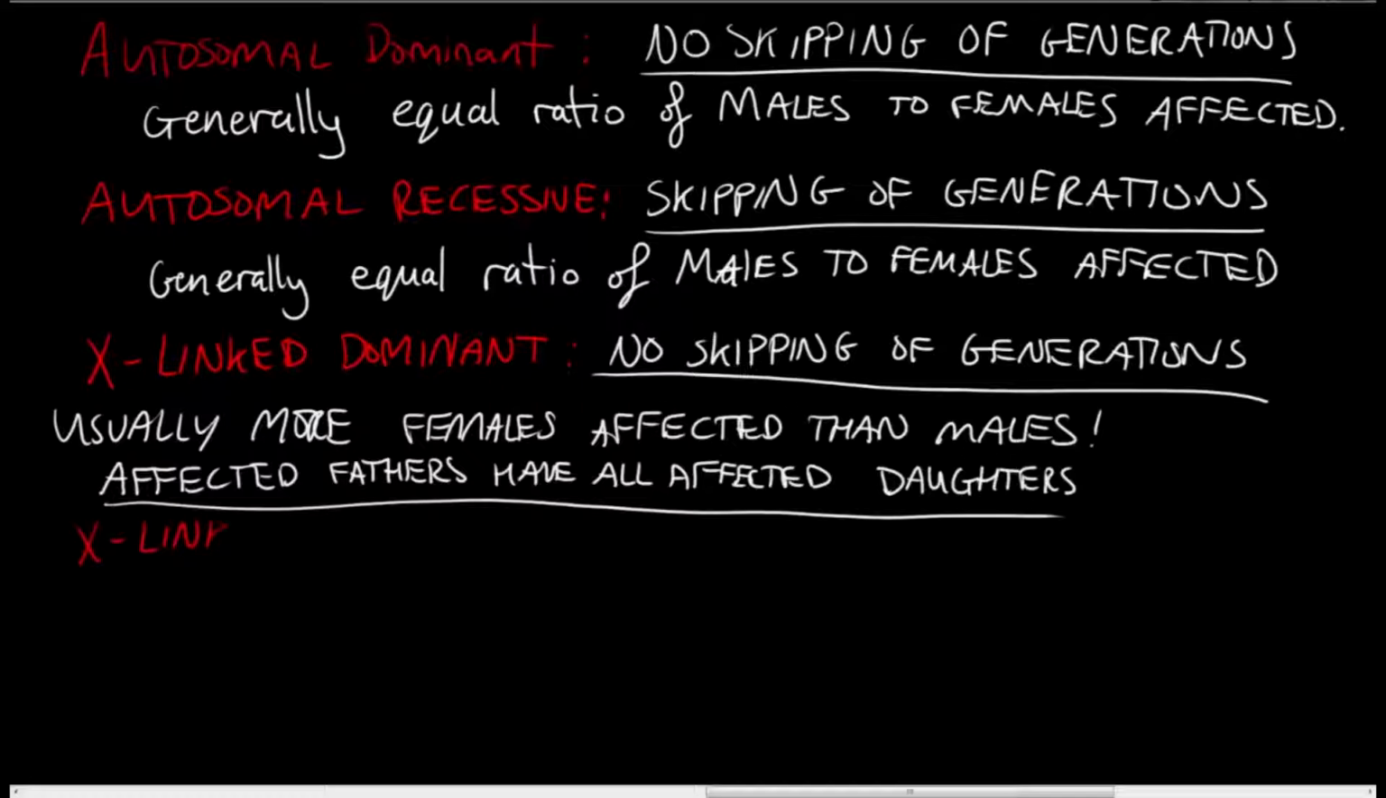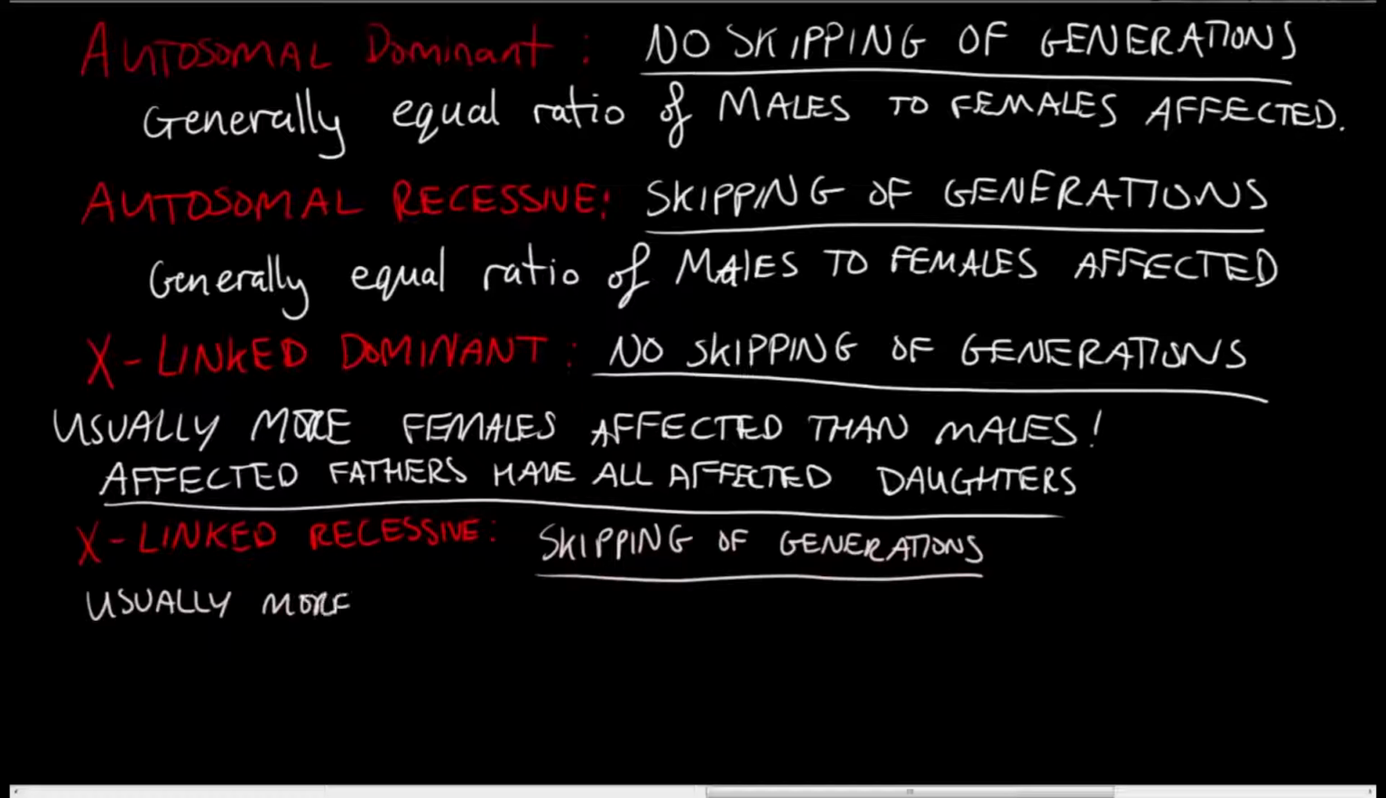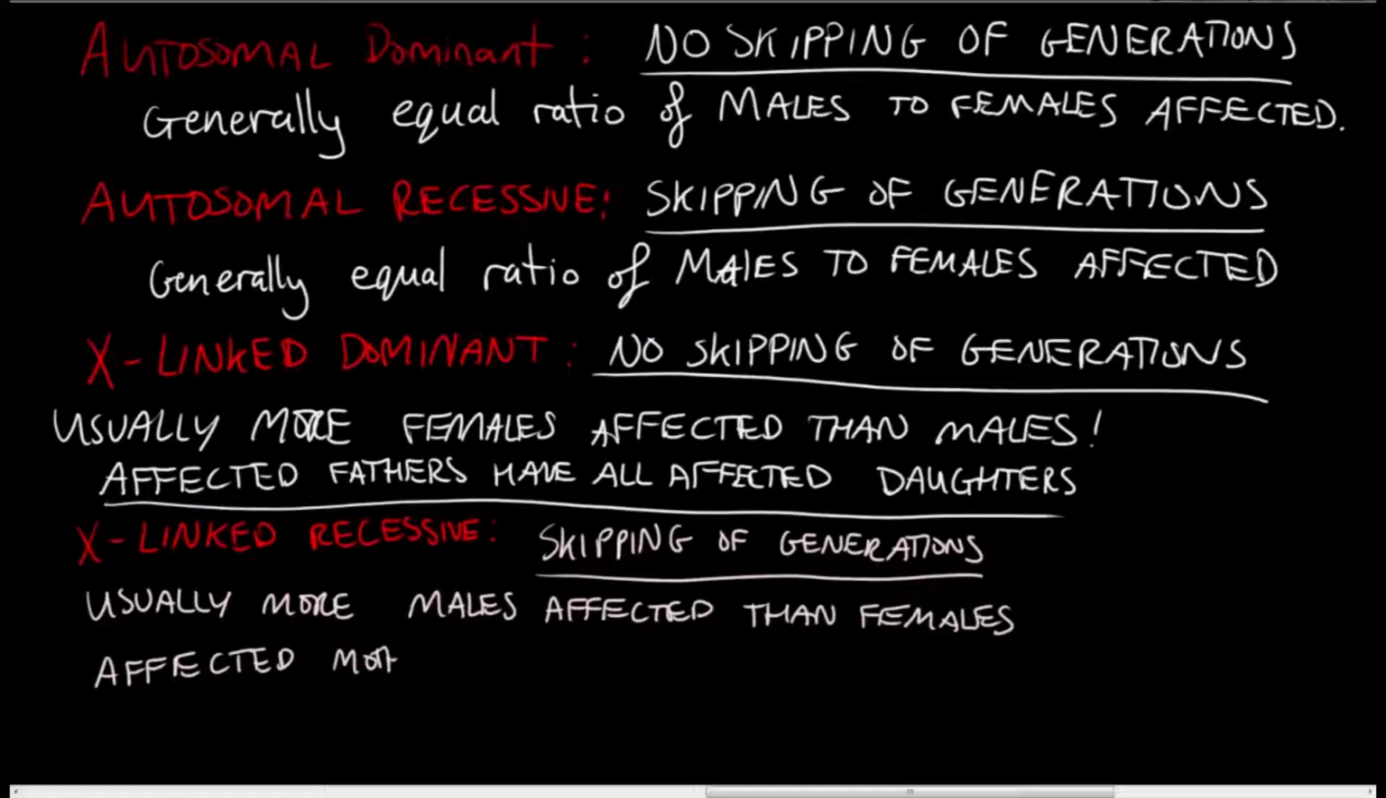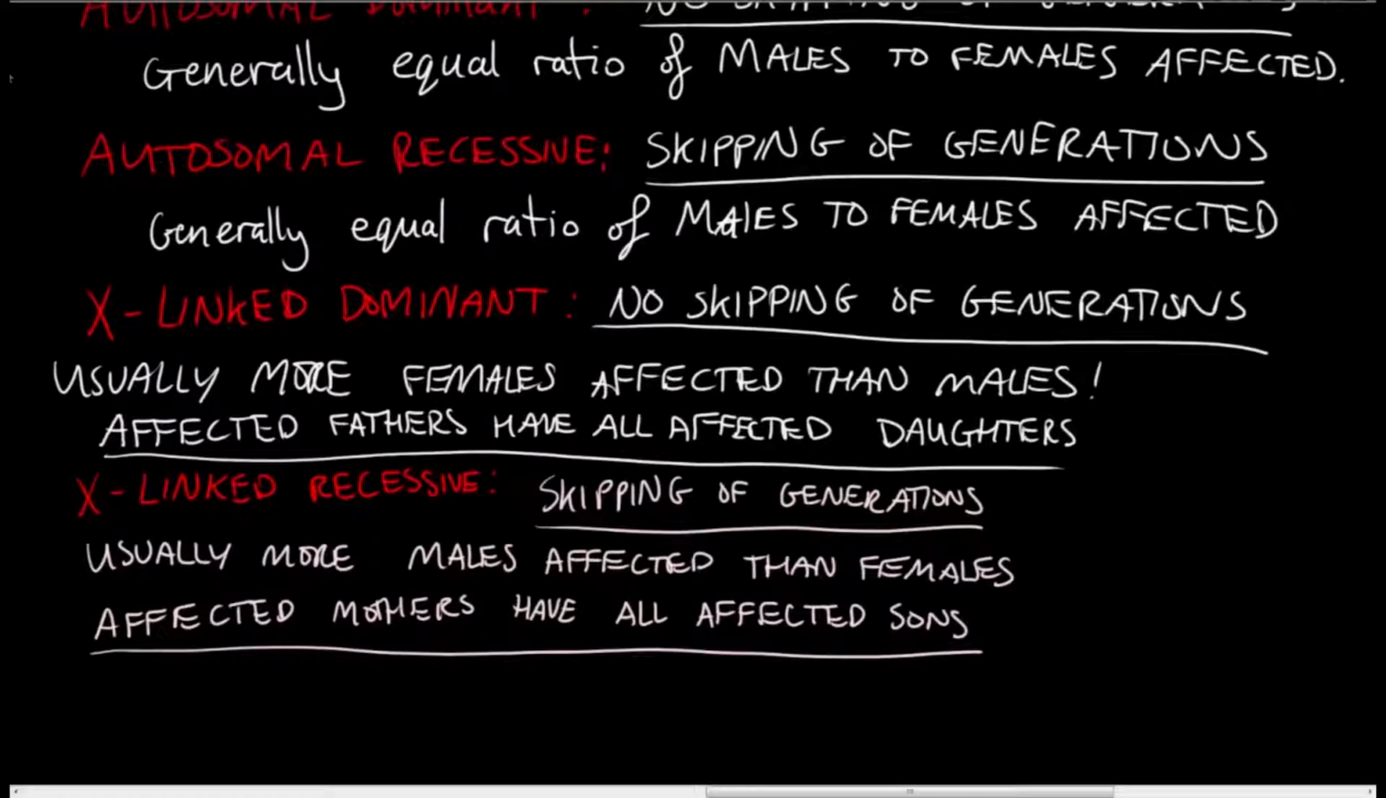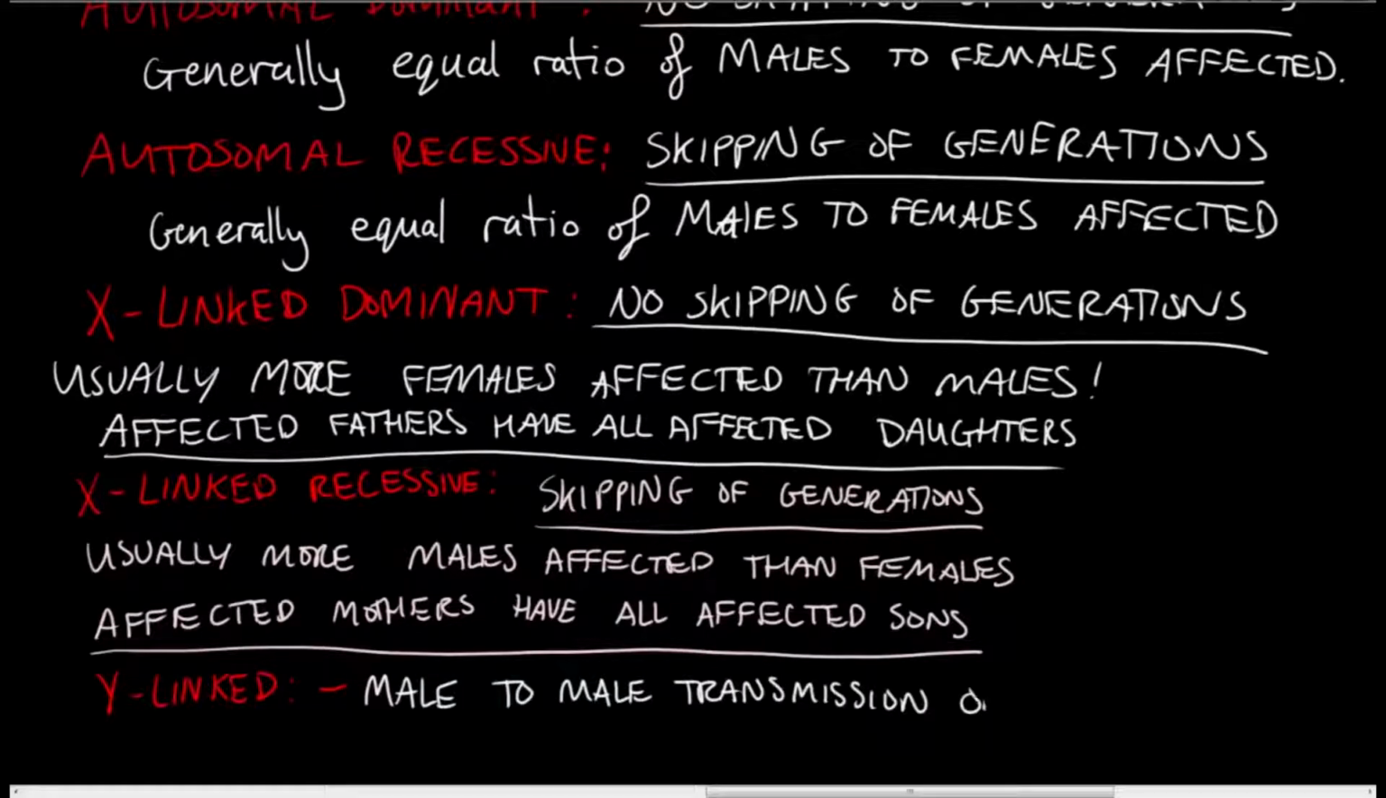Then we have X-linked recessive. Recessive trait means there's going to be skipping in the generations, but usually more males are affected than females, and that's because all affected mothers have all affected sons. Every affected mother will have all of her sons affected. Kind of butchered that, sorry. Y-linked, they're really easy, male-to-male transmission only.